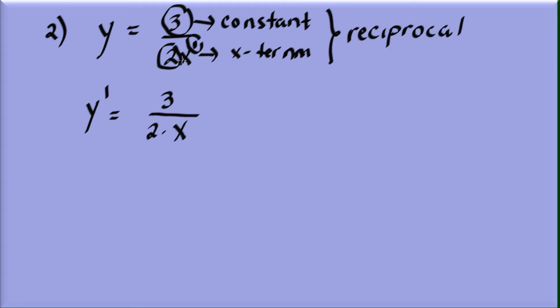multiplied by x. So what you're going to do with this x is you're going to raise it to 1. That's its exponent, but you have to add 1. So that becomes a 2. Okay. And one last step, make sure you switch the sign. So from positive, its derivative is negative. So that's what we call the shortcut or the reciprocal rule shortcut. So it's negative 3 over 2x squared.